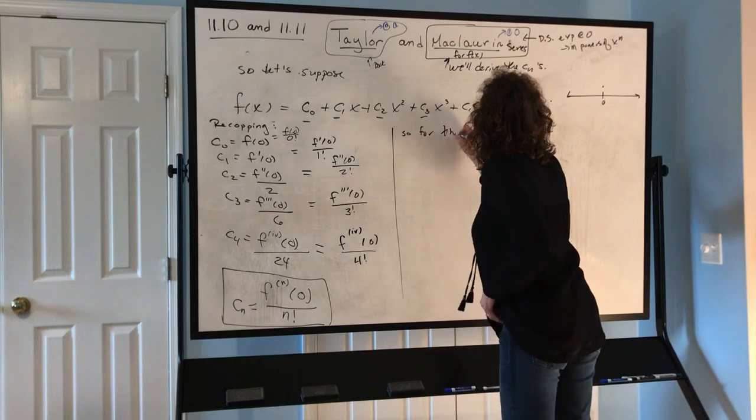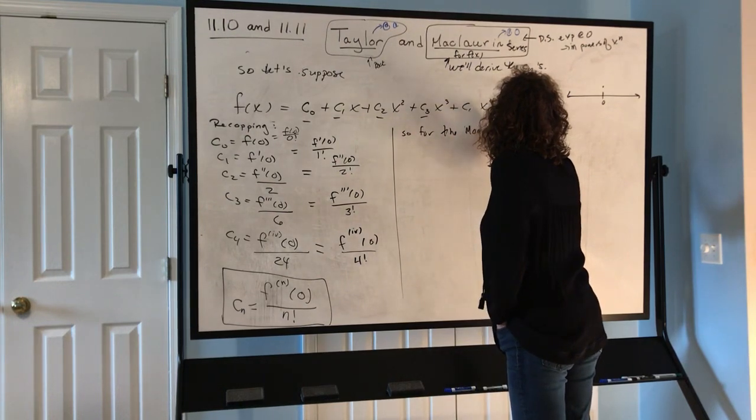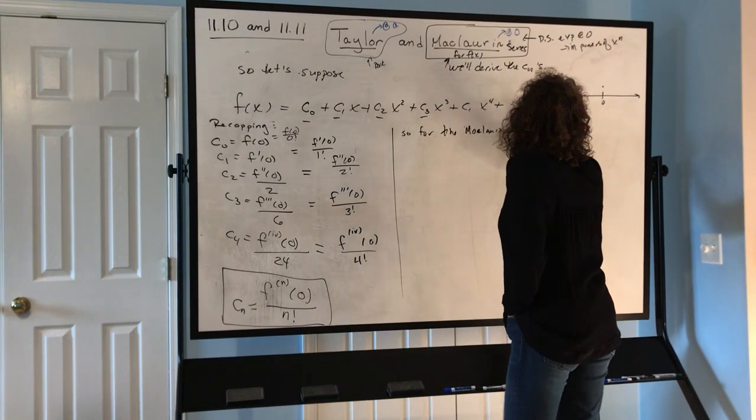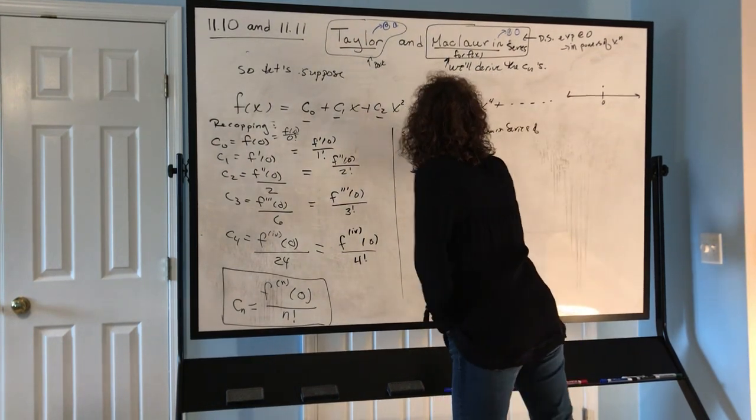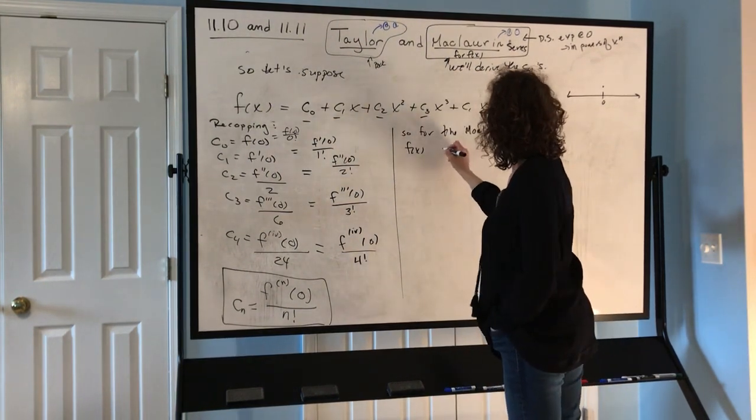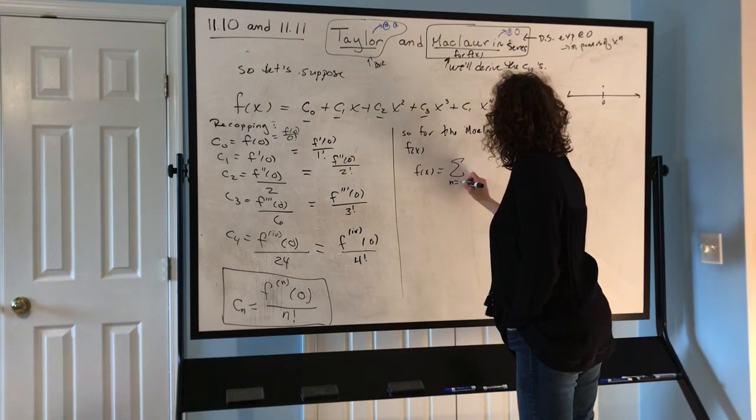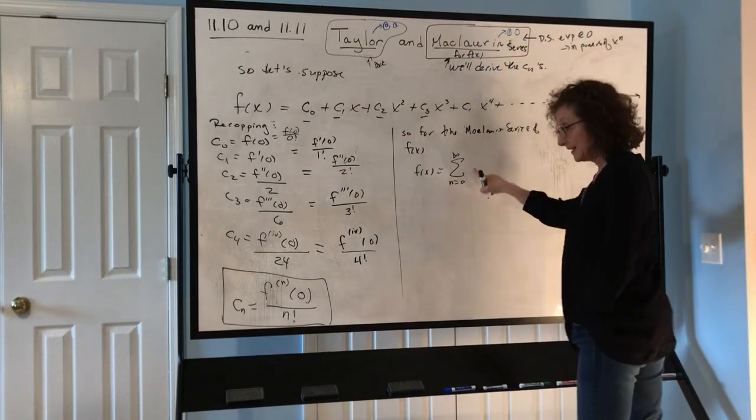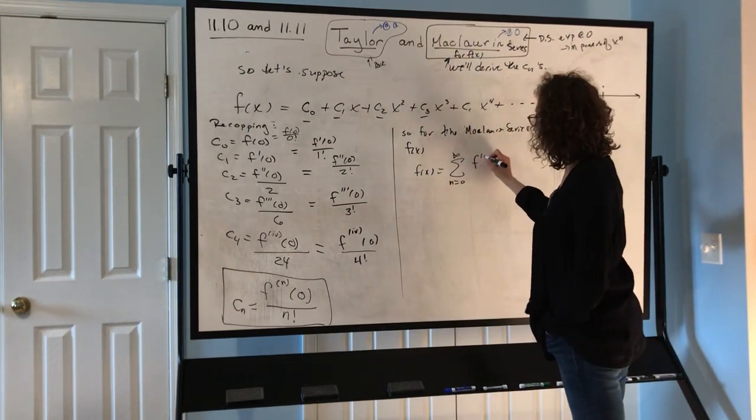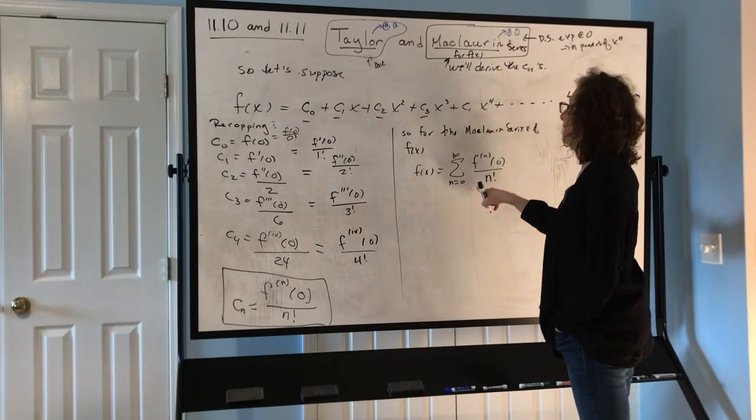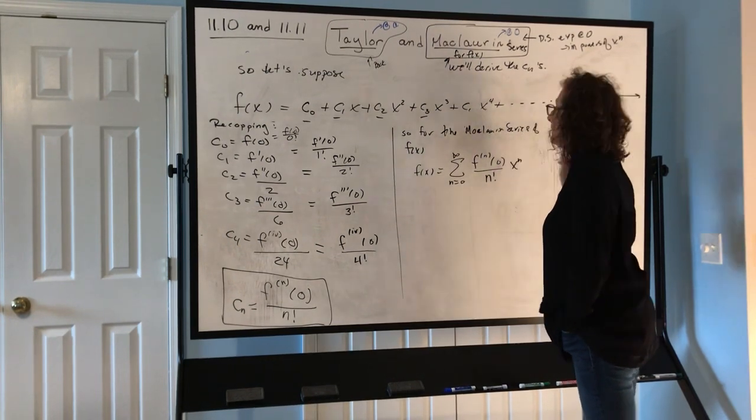So for the Maclaurin series of f of x, f of x is the sum, n equals 0 to infinity, of the c sub n's. What are our c sub n's? The nth derivative at 0 divided by n factorial. That's our cn's times x to the n, right?